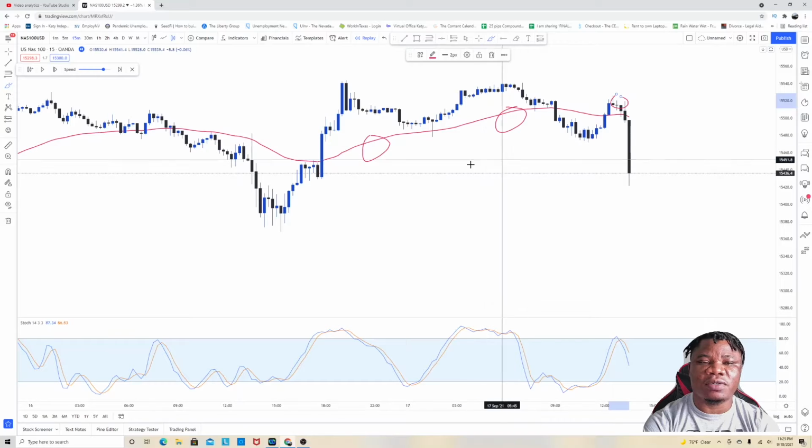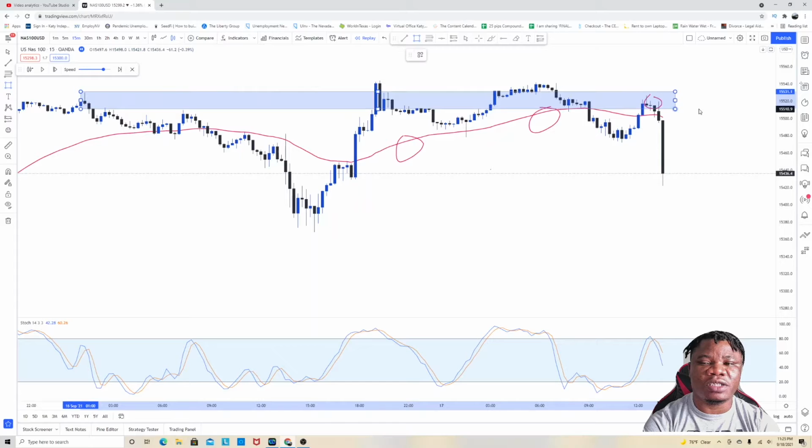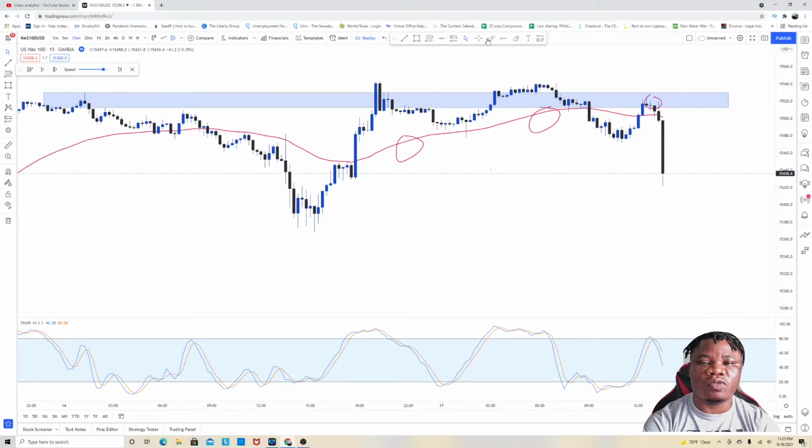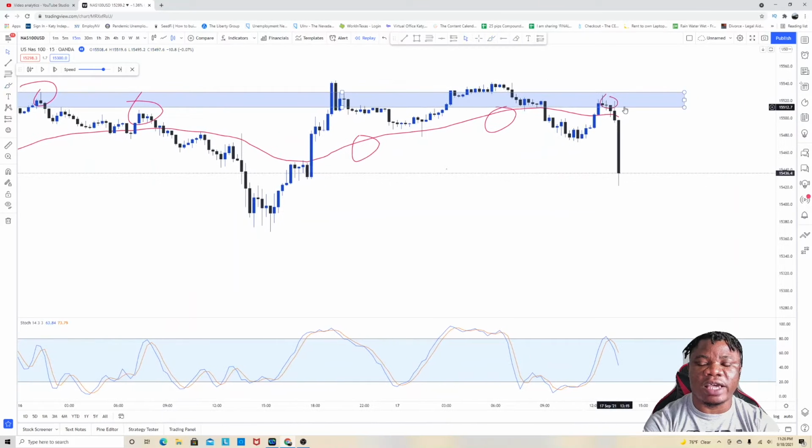You might be asking, okay, how did I know that this was actually a pullback? If we take a look over here to the left-hand side, we can see that this was a resistance zone that price actually came back to. It was the previous resistance over here, and price came back to that same zone and tested it.